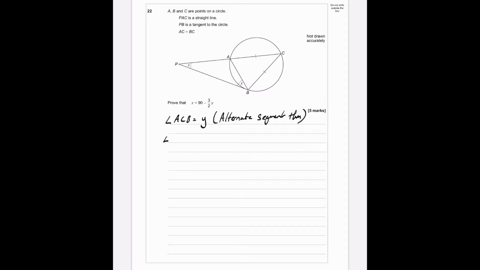That allows us to construct an expression for the angle CAB, because ACB is an isosceles triangle, so its two base angles are the same. I can take that y, subtract it from 180 and halve it to work out CAB. So 180 minus y over 2, or if you prefer, 90 minus y over 2. Just going to mark those on the diagram there. So there's the y from the alternate segment theorem, and there's the 90 minus y over 2.